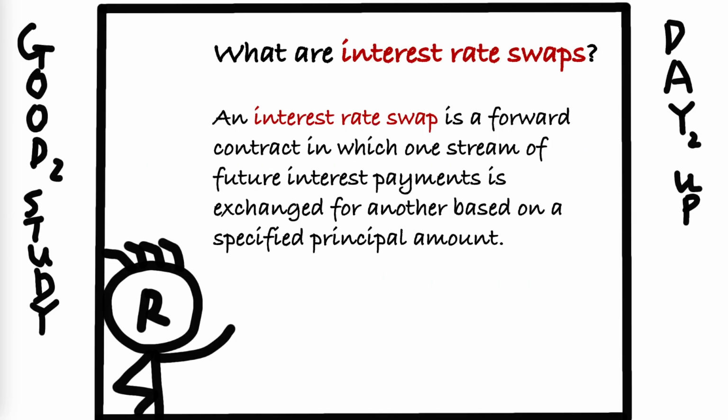An interest rate swap is a forward contract in which one stream of future interest payments is exchanged for another based on a specified principal amount. So what it basically means is two parties swapping interest payments. That's why it's called a swap.